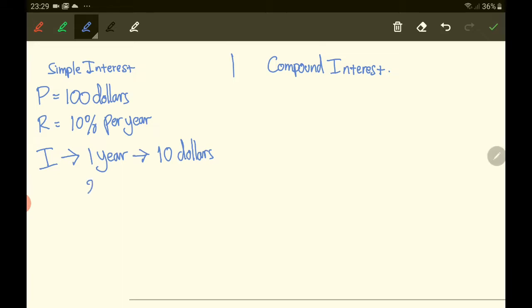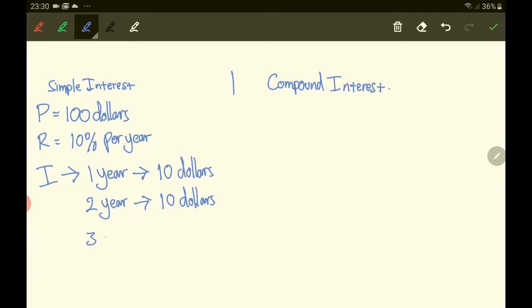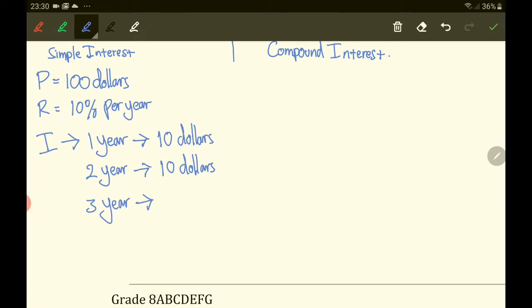And how about the second year? In the second year you will also get 10% out of $100. You also get $10. And how about the third year? The third year is also the same, because the rate is just simple interest. The rate is steady and constant. The rate is 10%, and in the third year you also get 10% out of $100.